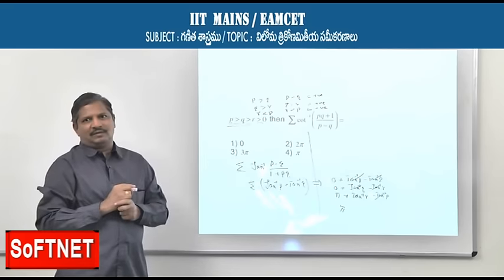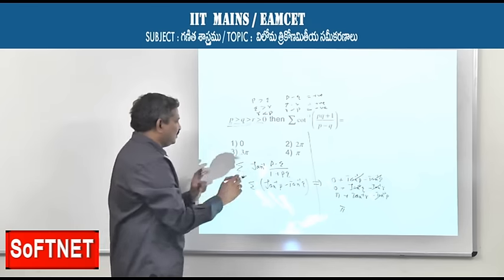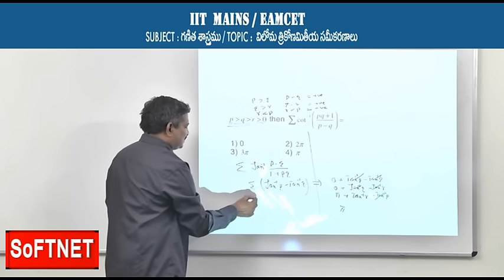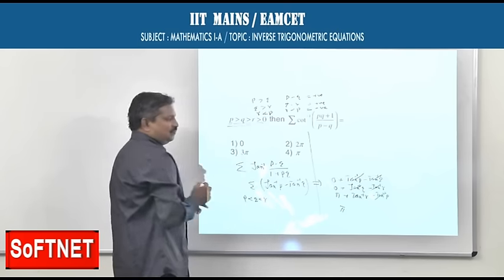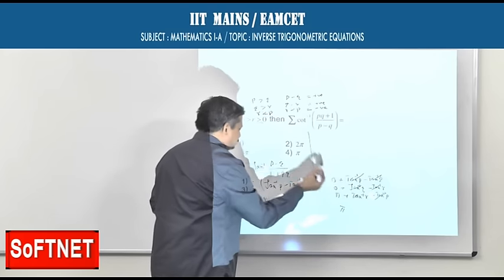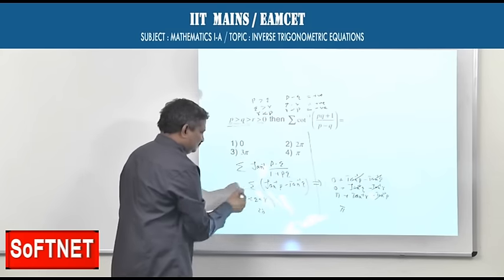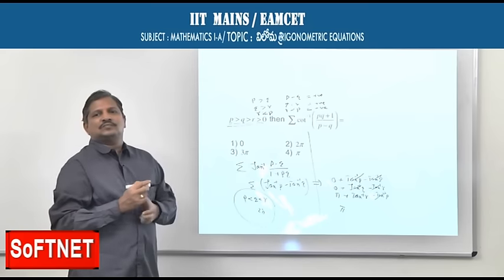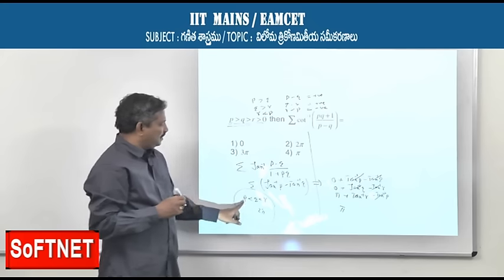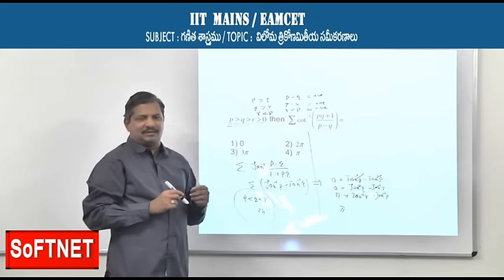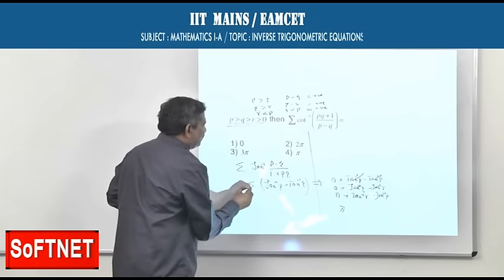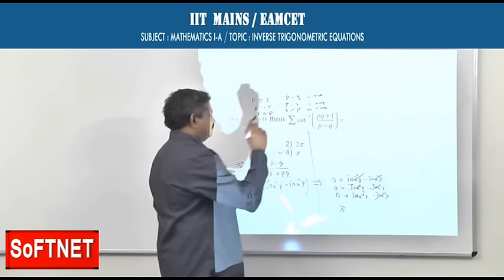So this is a very, very important problem. Same thing, let us imagine if it is reverse, P less than Q less than R, then you will get pi, pi, 0, which means the answer is 2 pi. So P greater than Q greater than R means pi. If P less than Q less than R, it means 2 pi. So for this problem, directly we can write the answer as pi.